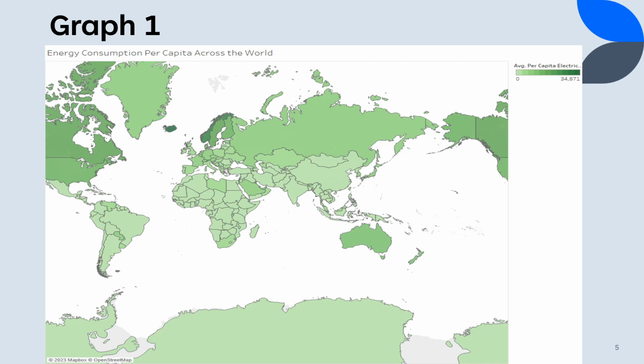As you've noticed on this one and a few of my future graphs, I use a monochromatic color scheme. This is because it works really well with sequential data, according to Zafar. And as you can tell, it makes it very obvious which countries per capita use more energy.